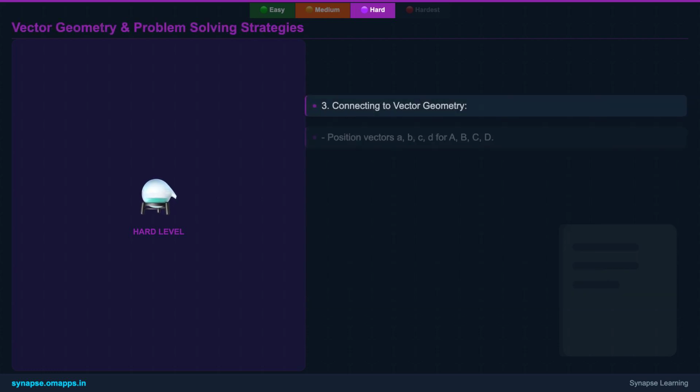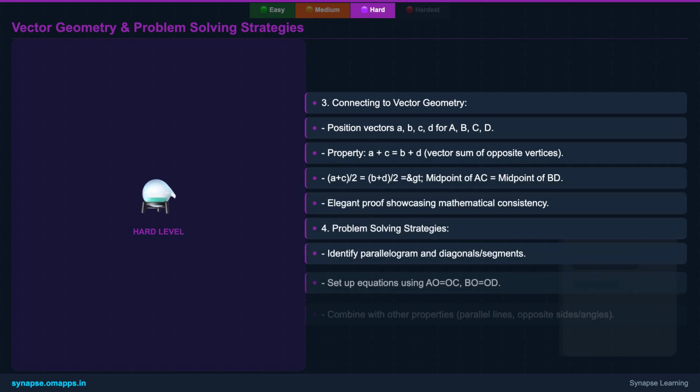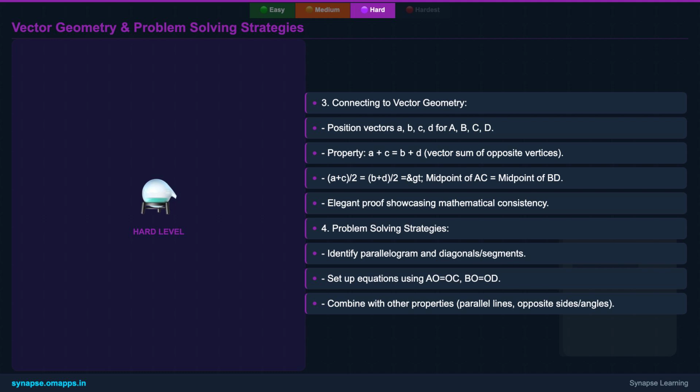Let's quickly visualize the coordinate proof. Imagine a parallelogram with vertices A, B, C, D. If we find the midpoint of diagonal AC using the midpoint formula, and then do the same for diagonal BD, we'll find that both calculations yield the exact same coordinate point.